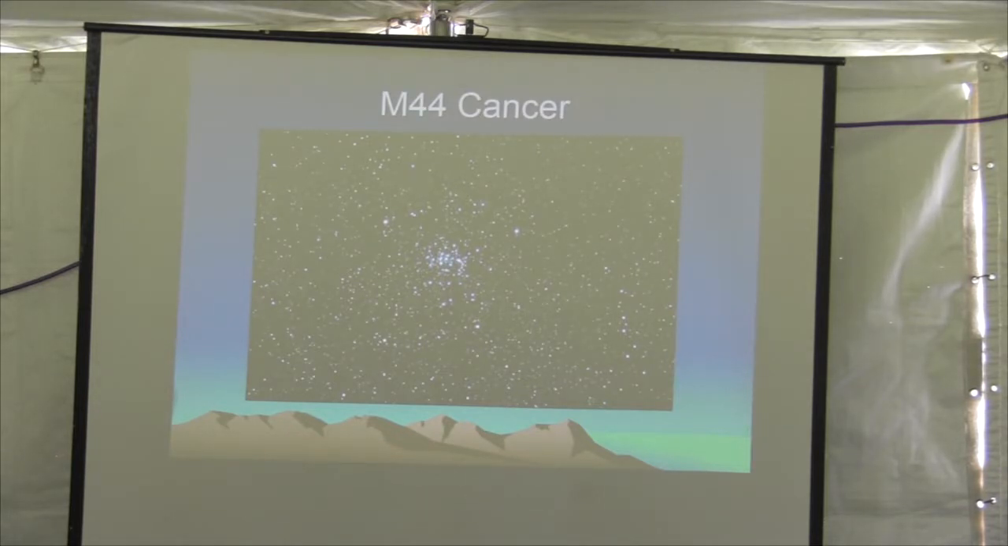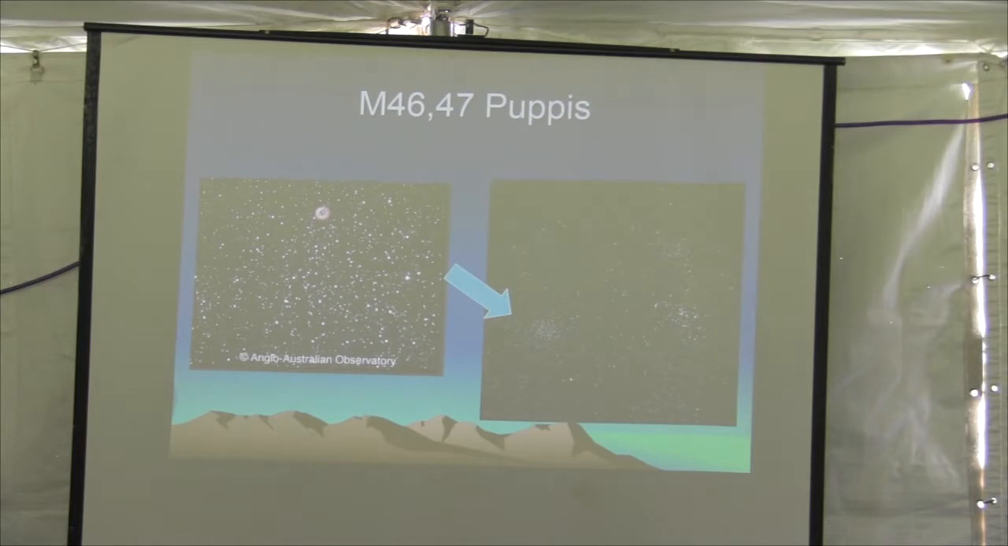So now, there are two open clusters in the constellation named Puppis, which is immediately next to Canis Major and Orion. And you have M46 and M47. Now, a little bit about both of those. M46, which is the little bit more concentrated one down here, is about 5,500 light years away from Earth.